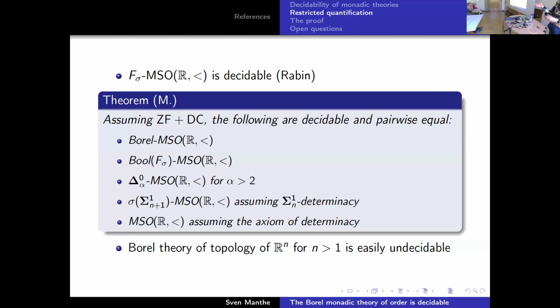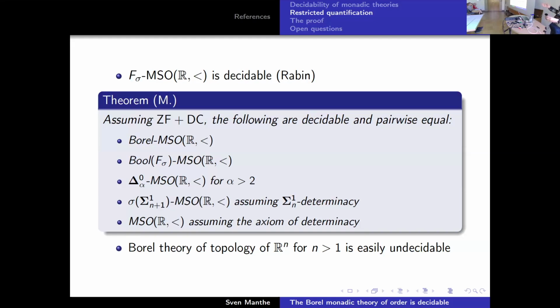For example, if one takes any intermediate level of the Borel hierarchy, one obtains an intermediate theory. And one can also go beyond the Borel sets, assuming some set theoretical hypothesis. And actually, if one is willing to drop the axiom of choice and work with the axiom of determinacy instead, one can even get, in contrast to the undecidability result, decidability for the full monadic theory of order.